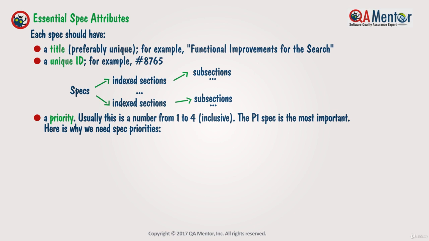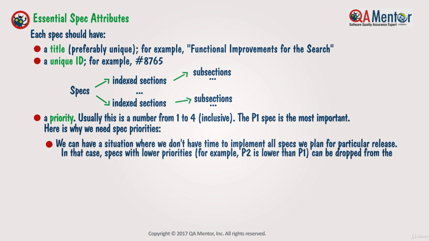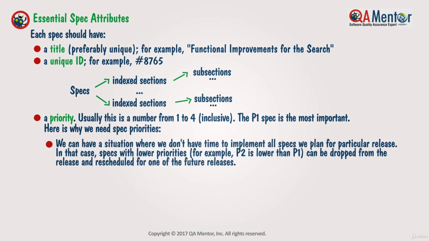Here is why we need spec priorities. We can have a situation where we don't have time to implement all specs we plan for a particular release. In that case, specs with lower priorities, for example, P2 is lower than P1, can be dropped from the release and rescheduled for one of the future releases.